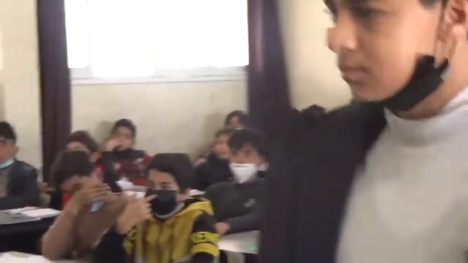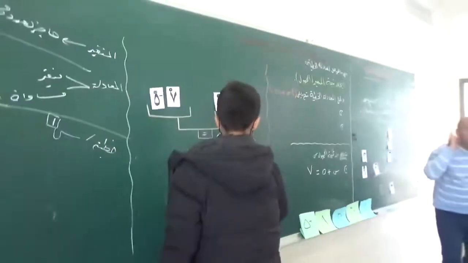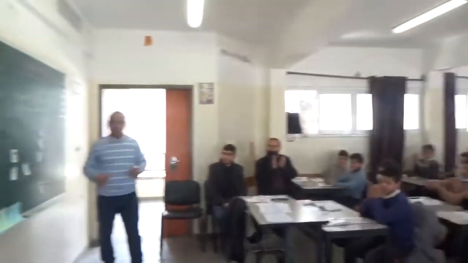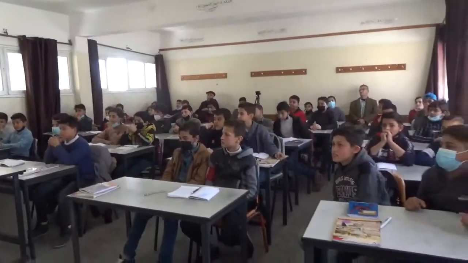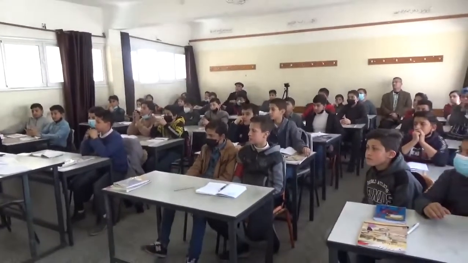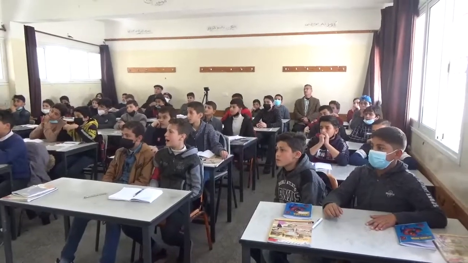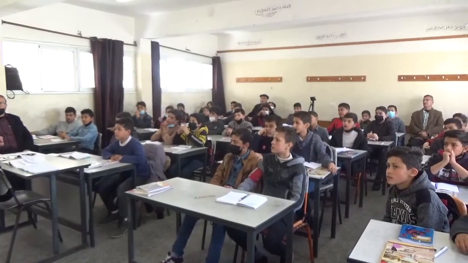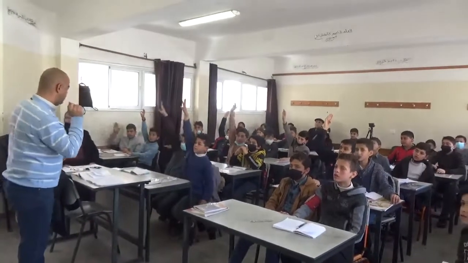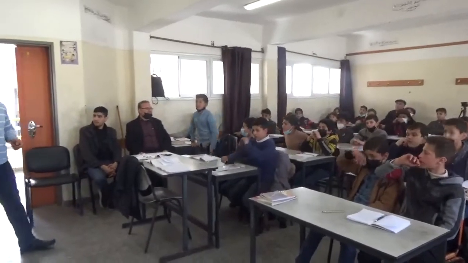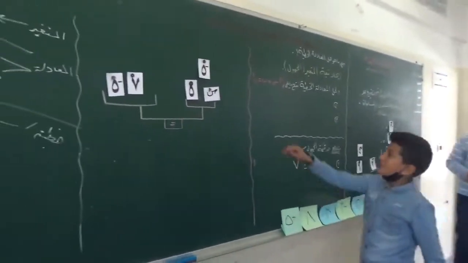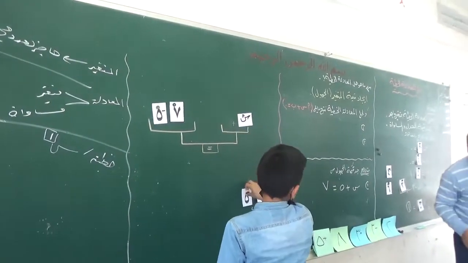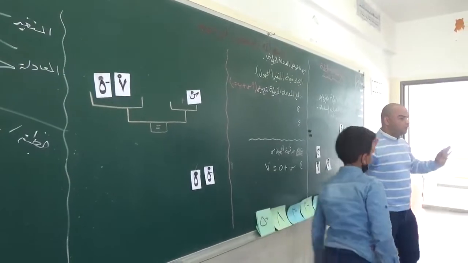Firas, come on. Firas added -5 to the right side. Teacher: Great. The balance now is equal. Again. Now every number with its opposite equals 0. I need one student to take off a number with its opposite from the equation, from the right side. One of the students took -5 and 5.